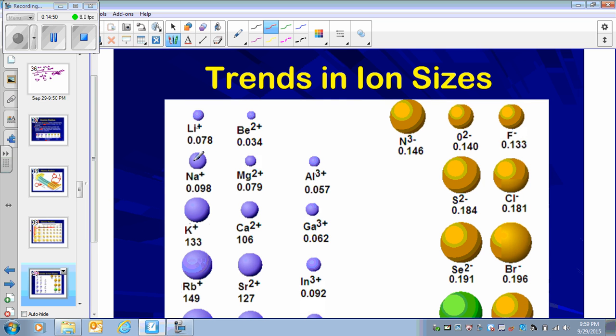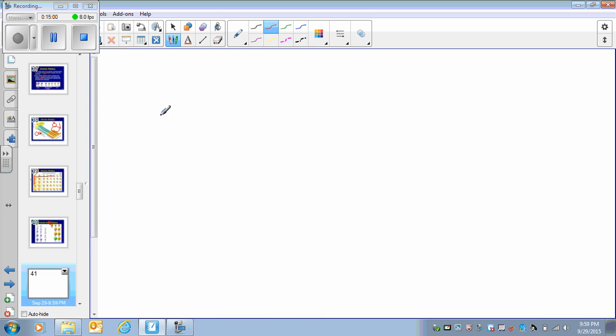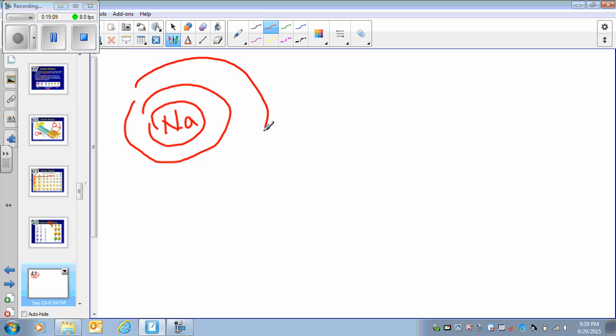Let's talk about the trend of atomic radius of ions, instead of atoms. Earlier on, what I was talking about was the atoms. So before I show you this picture, what if we talk about the sodium atom? The sodium atom has 11 protons and 11 electrons. And if we do the diagram, you have 2 electrons right here, 2, 4, 6, 8, and this makes it 11.